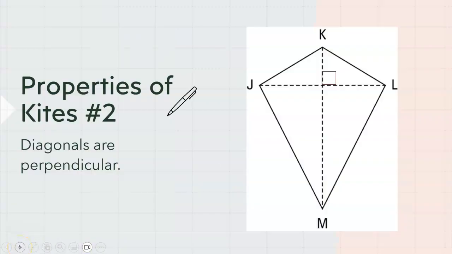The second property of a kite is that the diagonals of a kite are perpendicular. And before I get you too confused, a diagonal is going to be a line segment that joins opposite vertexes or vertices of our quadrilateral. The diagonals of a kite form right angles, and if you've ever flown a kite, you know that there's that crossbar, and then there's also a crossbar that goes from the top to the bottom, and they form right angles.